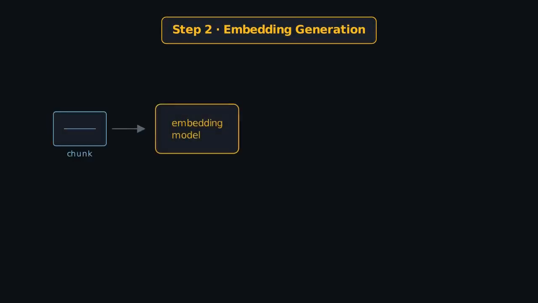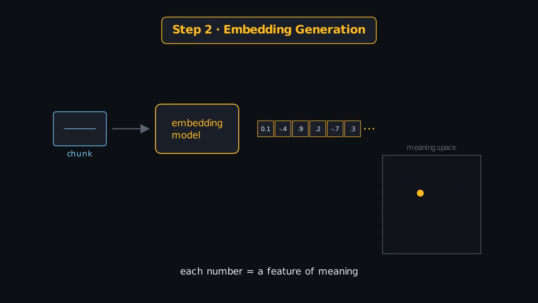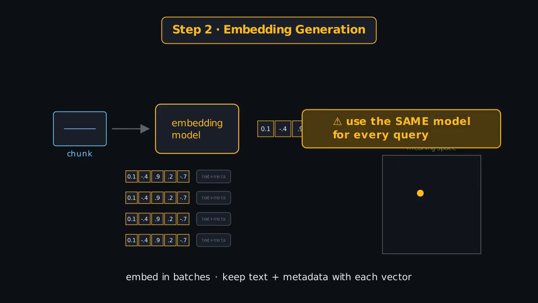Step 2. Embedding generation. Every chunk is fed through an embedding model, and out comes a dense vector, a fixed-length list of numbers, often several hundred to a couple of thousand of them. Each number captures some subtle feature of the chunk's meaning. Together they pin it to one precise spot in a high-dimensional space. We run this in batches, embedding thousands of chunks efficiently, and we keep every vector paired with its original text and metadata. And one rule matters above all else. Remember exactly which model you used, because every query will have to use the very same one.